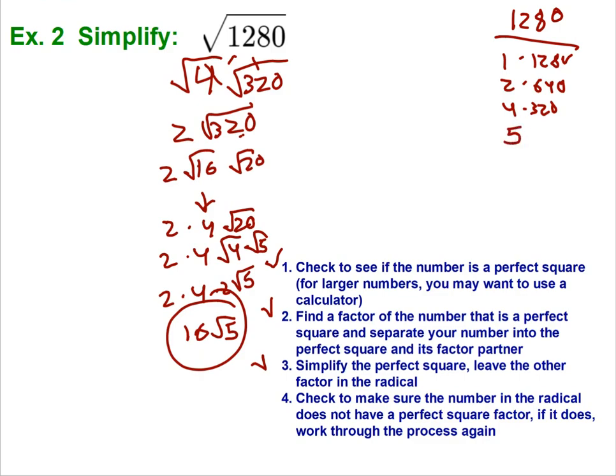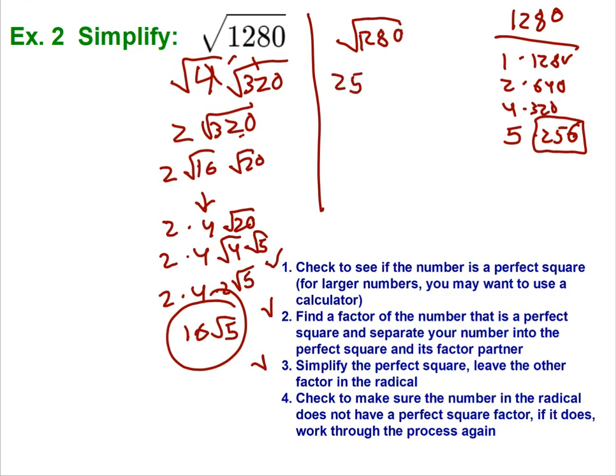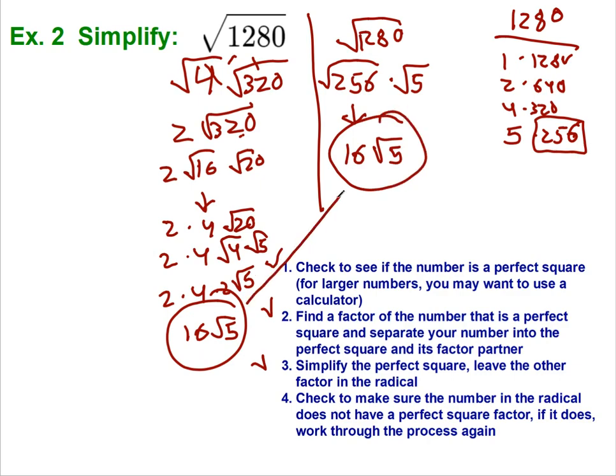If I do 1,280 divided by 5, that's 256. And 256 is a perfect square. It's a really big perfect square. So if I do my work over again, and I split 1,280 into the square root of 256 times the square root of 5, the square root of 256 is 16. And then I can bring down my square root of 5. Notice I got the same answer with a whole lot less work. So if you can find the biggest perfect square that goes into a number, it makes simplifying a whole lot easier.